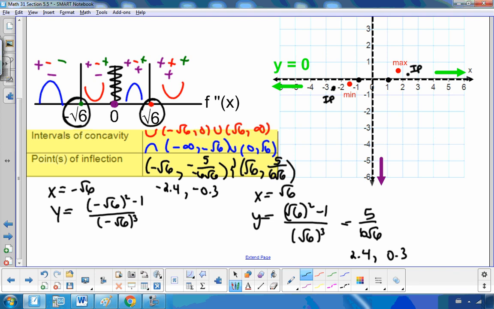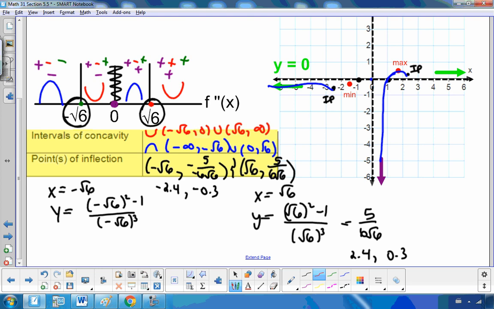So all we have to do now is connect them with concave up and concave down. Let's do concave down. Concave down to the left of negative root 6. Looking at my inflection points, concave down there and kind of off to the end behavior. It's also concave down between 0 and root 6. So between 0 and root 6, here is my point of inflection. So it's going to be concave down in here, but it's going to continue down to connect to my end behavior.